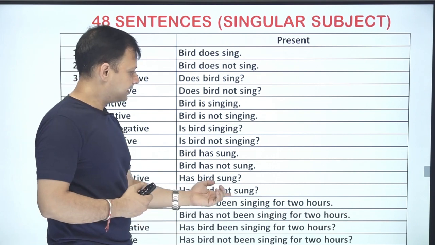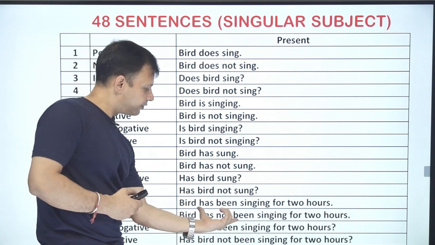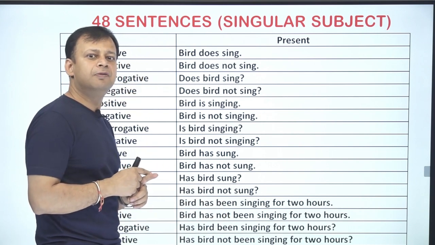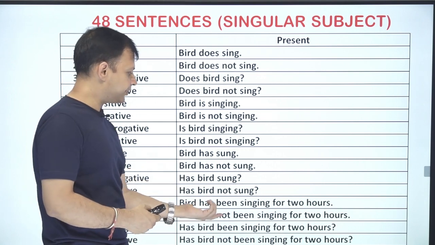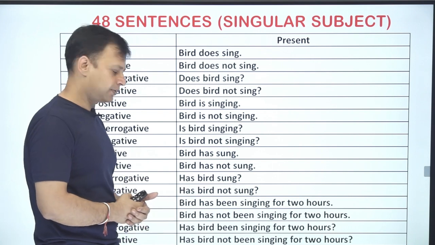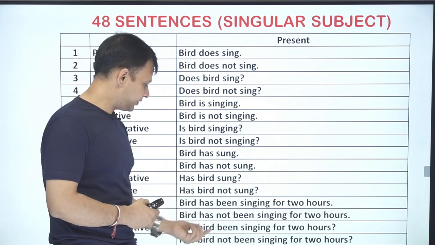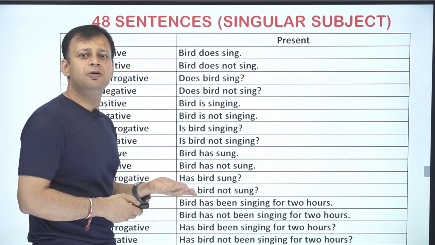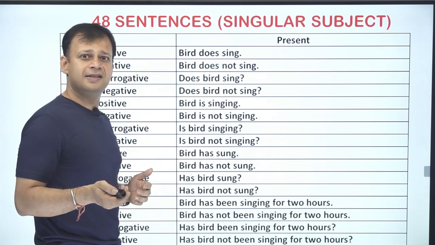Bird has been singing for 2 hours. Bird has not been. So here be careful. Not should come in between those helping verbs. So you should not say bird has been not. It should be bird has not been singing for 2 hours. Then interrogative, has bird been singing for 2 hours, and has bird not should come before been over here. Has bird not been singing for 2 hours? So this is the present tense with all the 16 sentences.